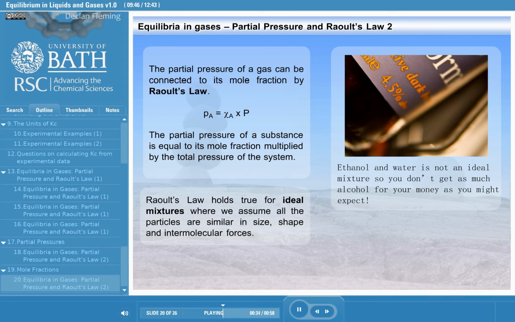An example of a non-ideal mixture would be ethanol and water. In the UK, alcohol is sold as percentage by volume, ABV. However, if you were to get 50 ml of water and add 50 ml of ethanol, you'd get less than 100 ml in total. So in reality, when you buy some beer of, say, 4.5% alcohol, you're getting less ethanol than you might expect.